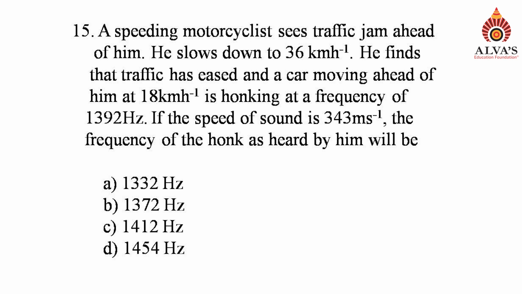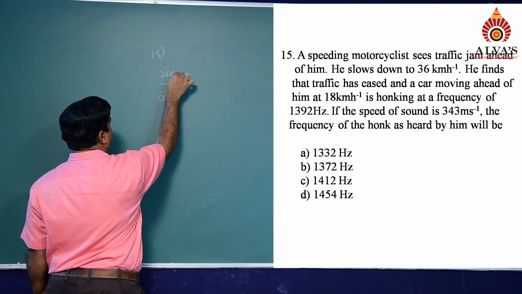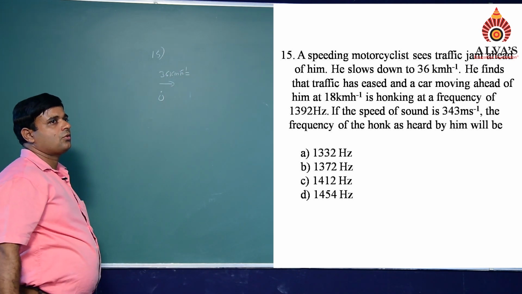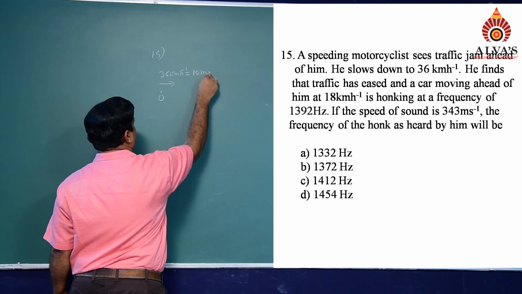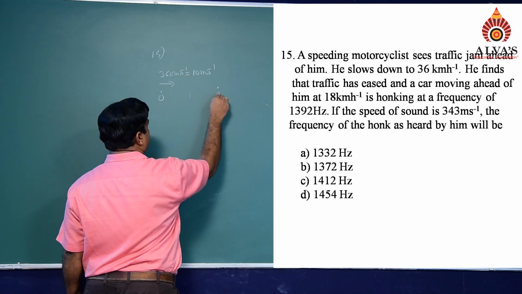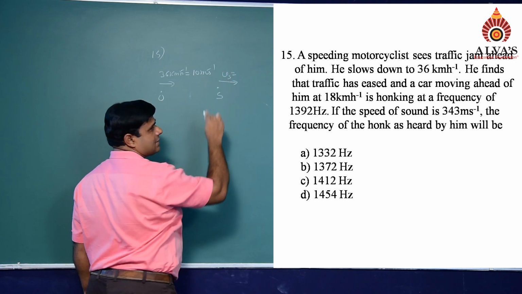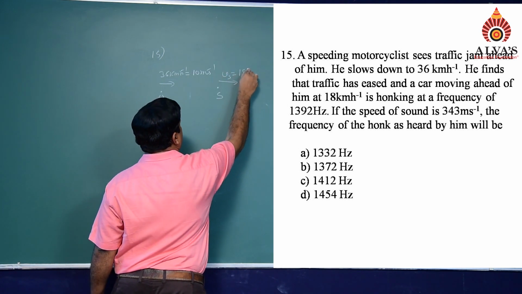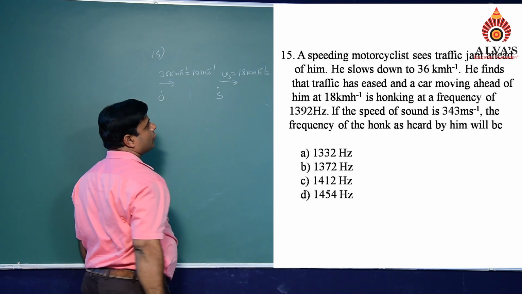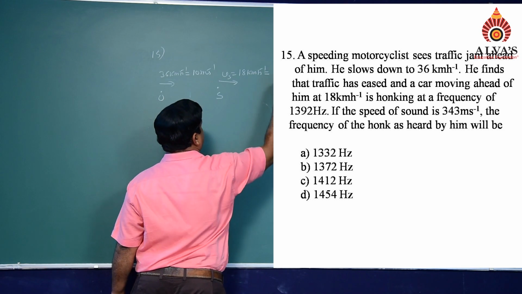In this question, a speeding motorcyclist sees a traffic jam ahead of him. He slows down to 36 km per hour and ahead of him a car is moving which produces the sound. So, the first car is the observer, the second is nothing but the source. The observer is moving with a velocity of 36 kilometer per hour, which is 36 into 5 by 18, which is 10 meter per second. Ahead of the observer there is another car, which is the source, moving with a velocity Vs equal to 18 kilometer per hour, which is 18 into 5 by 18, 5 meter per second.